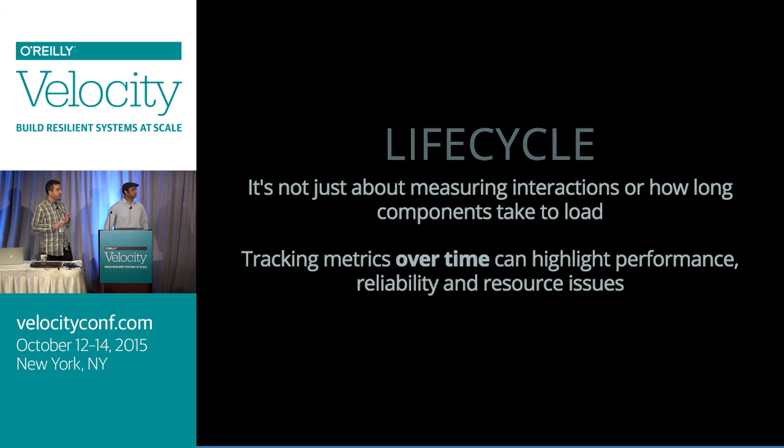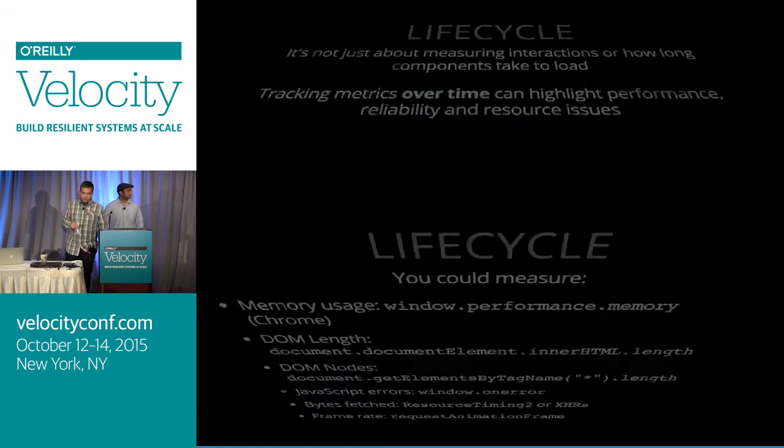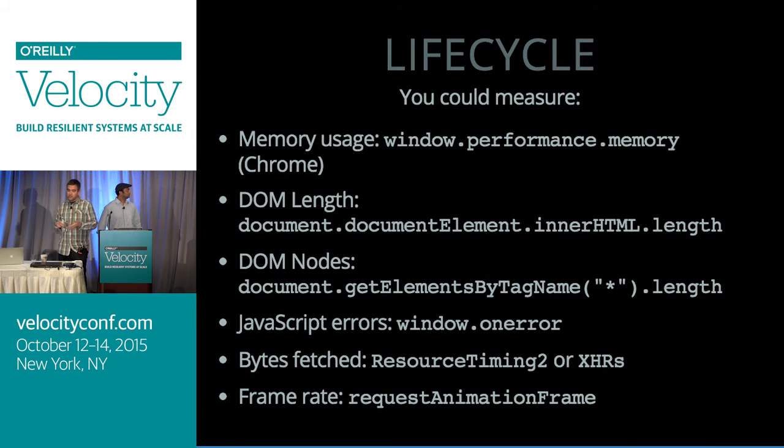You can track metrics that highlight performance or reliability or resource issues. Some of the things that we're measuring in Boomerang today that we can track over time are memory usage for browsers that support it, like Chrome, DOM length for your DOM nodes as a simple example of the complexity of the page, and JavaScript errors. You could do bytes fetched if you're looking at the XHRs, and hopefully in resource timing too, once we actually get the payload size, you can measure your page weight based on how many bytes you're fetching from the network. And you can measure things like frame rate.